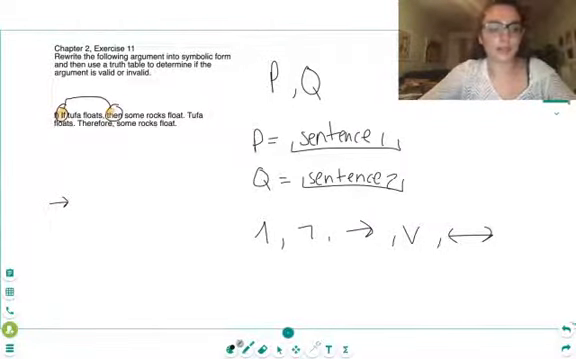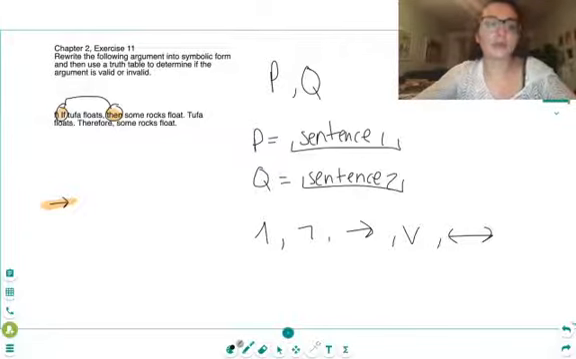So this is from this. And then over here, tufa floats. The thing that comes after the word if generally goes on the left side of the arrow. So if tufa floats. Now tufa floats has nothing to do with these symbols over here, so I'm going to need to label tufa floats as a propositional variable.